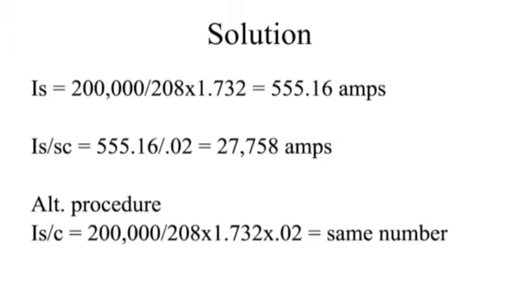555.16 amps. The I_S means secondary current, divided by SC means short circuit, and that translates to 555.16 divided by 2%, or I like to use decimals, 0.02. That will give you 27,758 amps. Okay, the ultimate procedure is to just divide 200,000 by 208, and then by 1.732 times 0.02. Well, that's not a very good example, but I'll show you a shortcut.